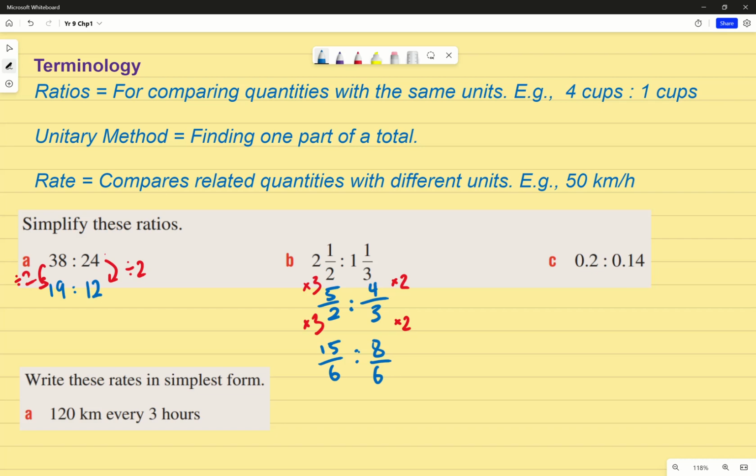Have I stumped anyone? If you're a little bit confused, can you stare at me like you're terrified, please? Okay. All right. What's common between the 15/6 and 8/6? It's not a trick question. What's common?